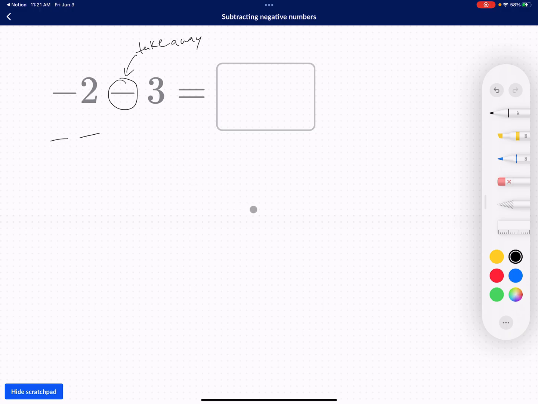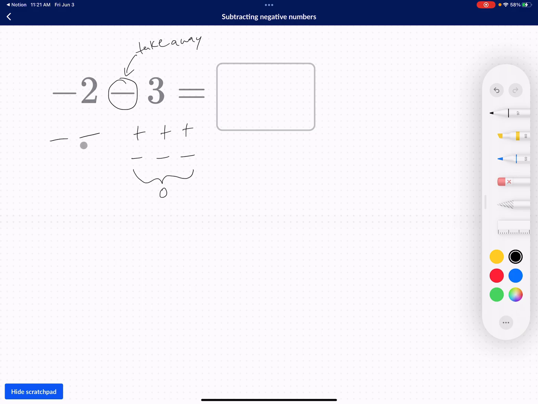Now this is where it gets a little tricky. What I can do is I can actually add 3 zero pairs. So 1, 2, 3, and then 1, 2, 3. As you can see, these right here are zero pairs. So this is equal to 0, this is equal to 0, and this is equal to 0. This entire thing is equal to 0.